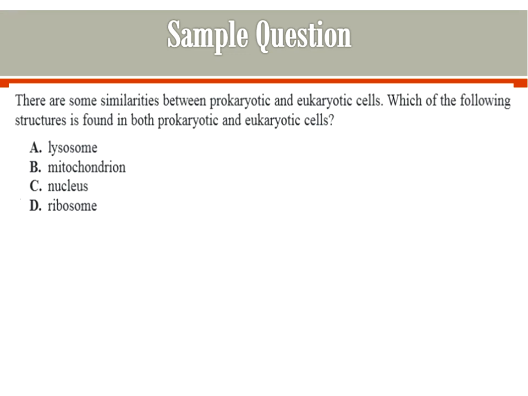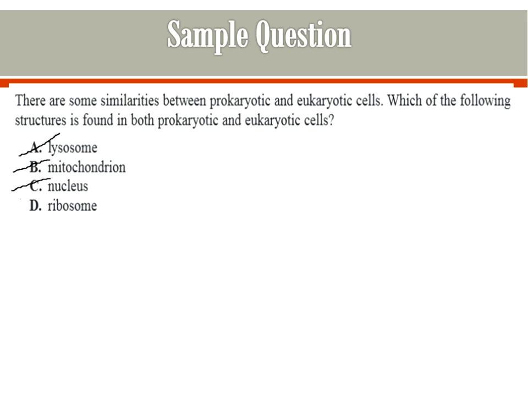And going back to this question, what's found in both prokaryotic and eukaryotic cells? Well, we know it's not the nucleus because only eukaryotic cells have that. Mitochondria is a membrane-bound organelle. Prokaryotic cells don't even have those. So now it's down to lysosomes or ribosomes. So lysosomes are the stomach of the cell, and they digest things. Prokaryotic cells don't even have that.